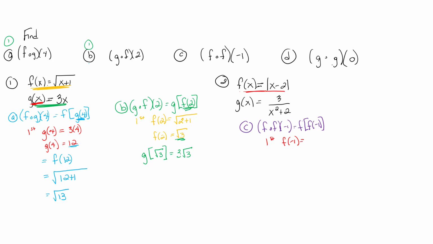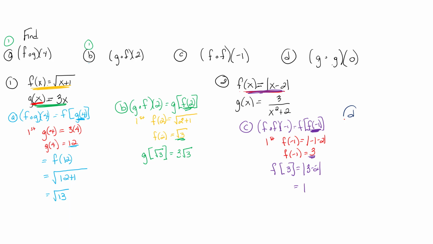And in this case, my f function is the absolute value of x, which in this case is negative 1, minus 2, which means f of negative 1 is going to be equal to a positive 3. And now I get to find f of, instead of saying f of negative 1, I get to say 3, which means back to f, absolute value of 3 minus 2, which in this case will be 1. Cool? So far so good? Is this making sense?